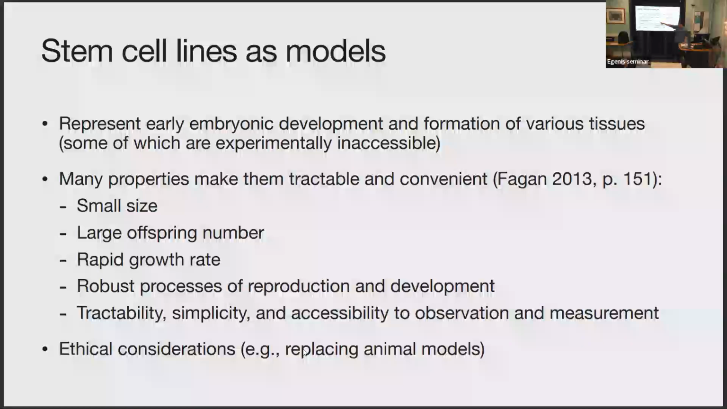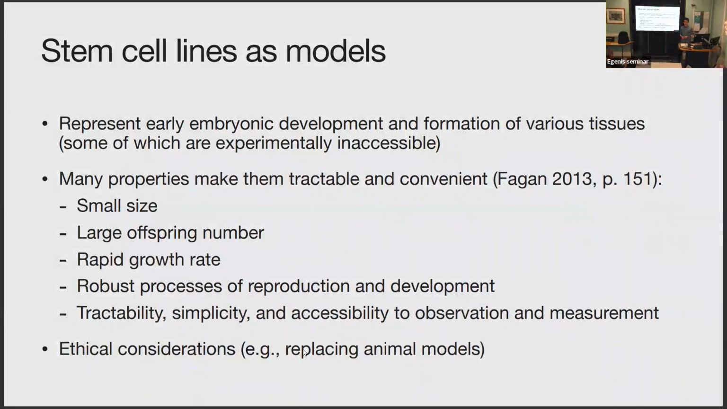Large offspring number, rapid growth rate. These enable you to conduct experiments many times, things like that. Robust processes of reproduction and development, tractability, simplicity, and accessibility to observation and measurement, things like that. Ethical considerations are also important, of course.